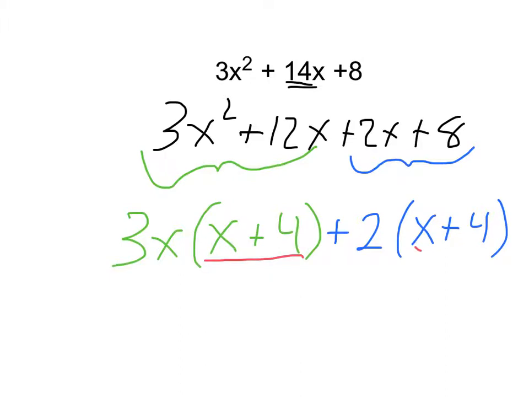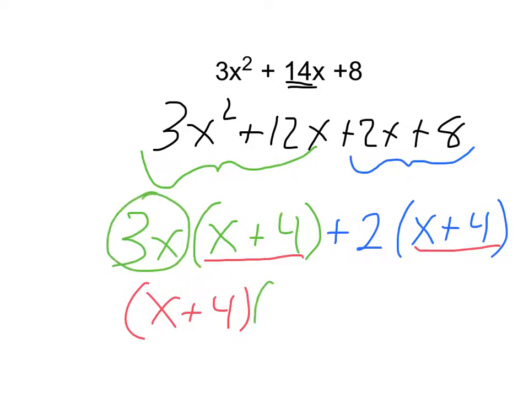Since x plus 4 matches x plus 4, I can rewrite that. Then, from my first term, I will have 3x, and from this one, I'll have plus 2. And I have factored my polynomial as x plus 4 times 3x plus 2.